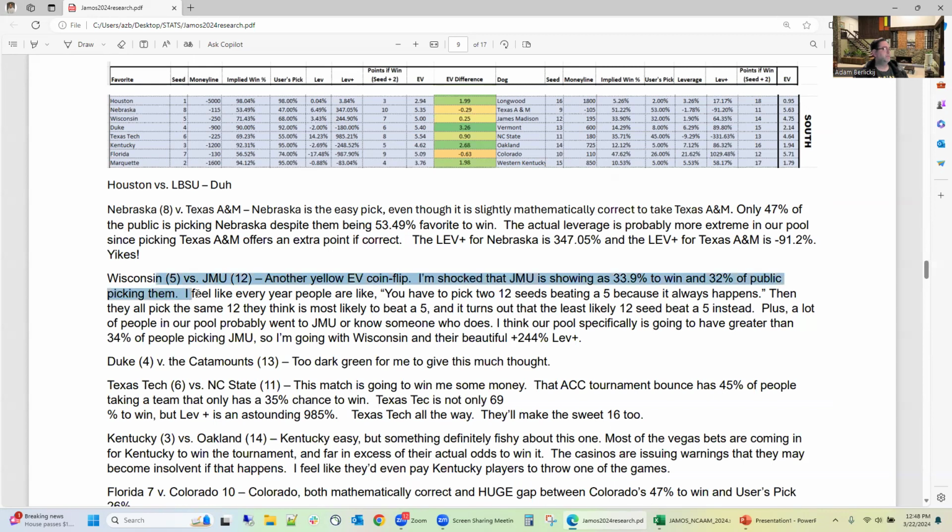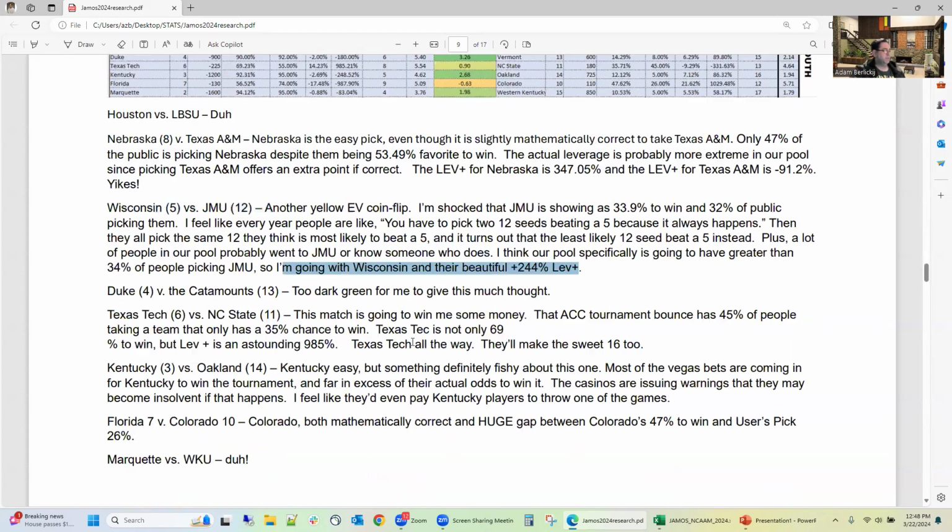Wisconsin versus JMU. Here's another interesting 5 versus 12. It's very yellow, 0.25, right? But I'm really shocked with how high of a percentage of the public is picking JMU. And not only that, because my bracket pool of friends happens in Virginia, I feel like too many people are going to take James Madison. We'll see when the brackets come out, but I bet you even more than 32% of our friends are going to pick James Madison, which makes it not good. So I'm taking Wisconsin, even though it's a mathematical coin flip, expected value wise, I think I can pass the most people in the rankings by picking Wisconsin and getting it right.